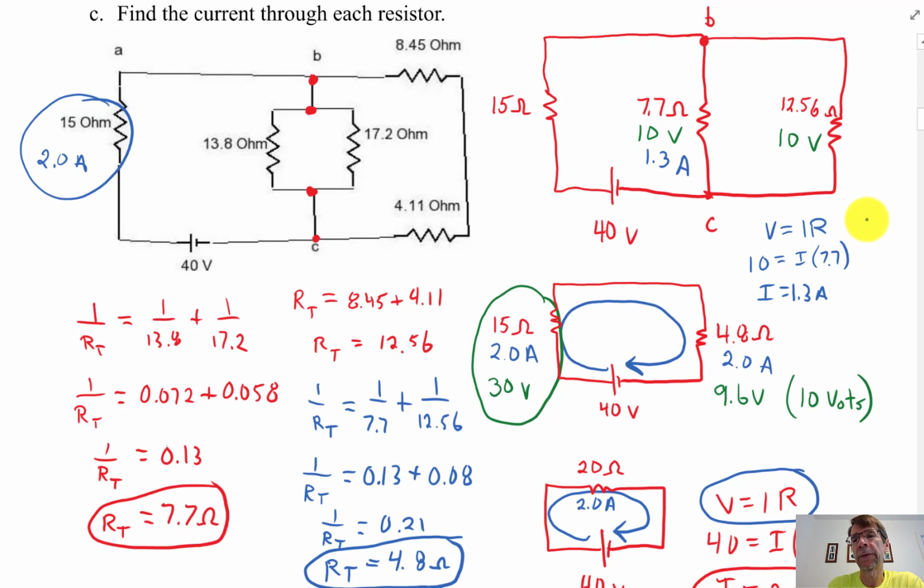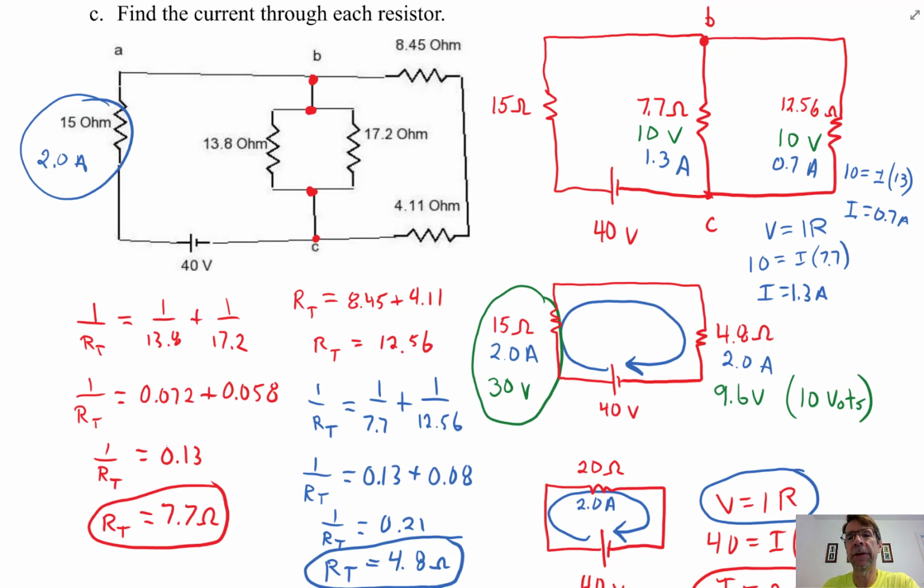For the 12.56 ohm resistor, we also do V equals IR. It's 10 V equals I times 12.6. Well, let's make that 13. So the current here, 10 divided by 13, is around 0.7 amps. It's somewhere between 0.7 and 0.8.